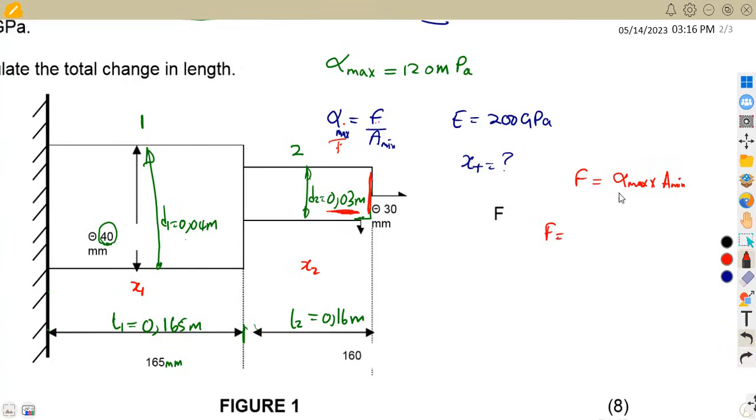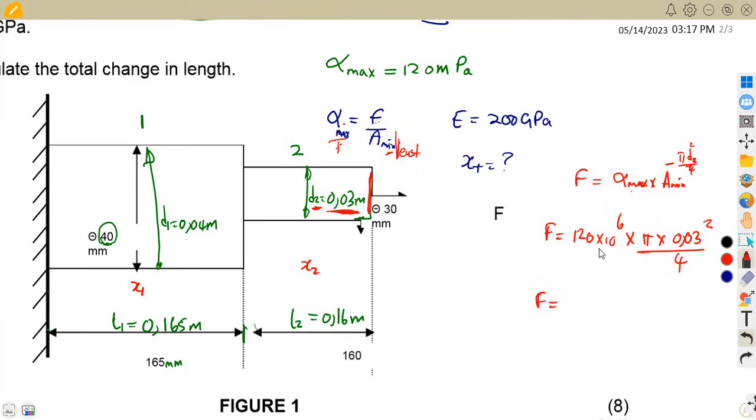So that means our F is going to be, remember area we said is pi d squared over 4. So this D is the minimum diameter, which means you're going to use D2. That is our minimum diameter. From the two diameters that we have, the least diameter is 0.03. So here we're going to have the maximum stress of 120 megapascals times the area, that is pi times the minimum diameter, in order for us to have the minimum or the least area in this case. So it's minimum or least area, which is 0.03 squared over 4. So this will give us the force.